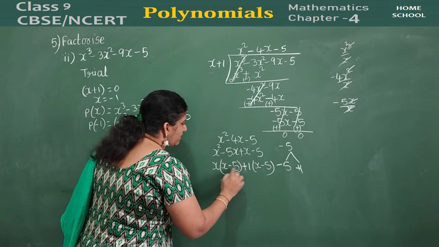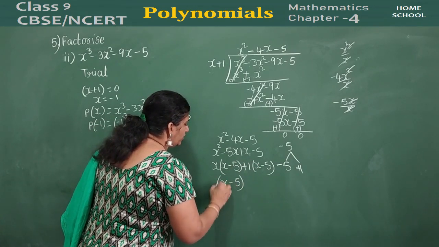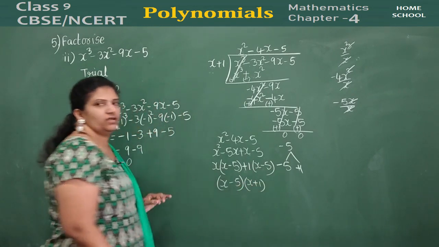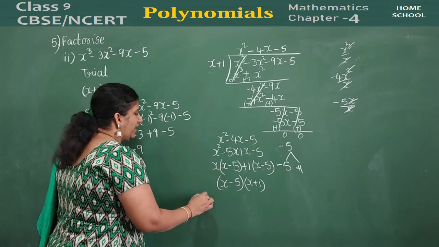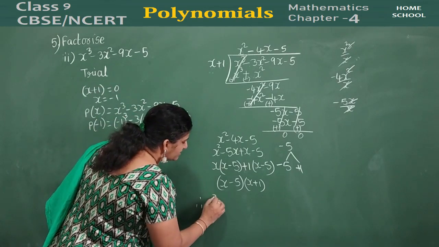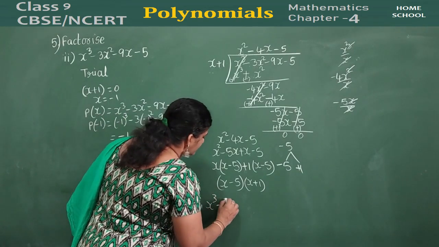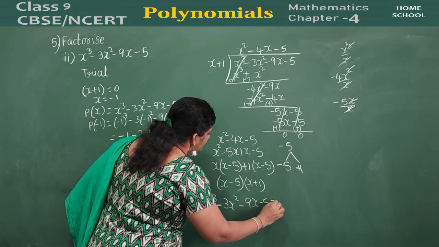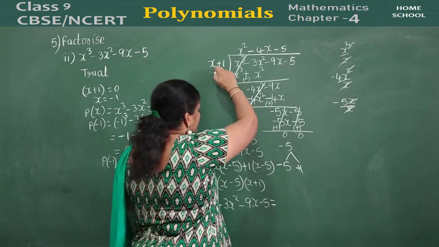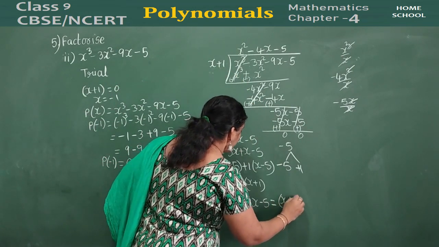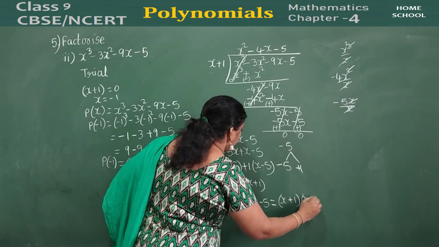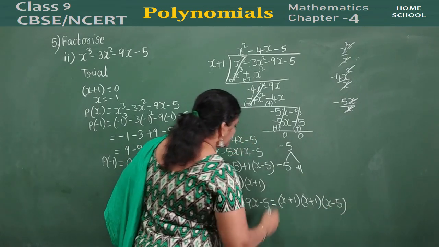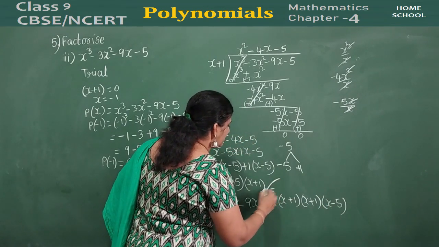Now, x minus 5 is common in both. X minus 5. What is left? X plus 1. Okay. Therefore, finally, what are the factors? How we can factorize this? X cube minus 3x square minus 9x minus 5 equal to, first one is this x plus 1 and here one more x plus 1 we got and another is x minus 5.